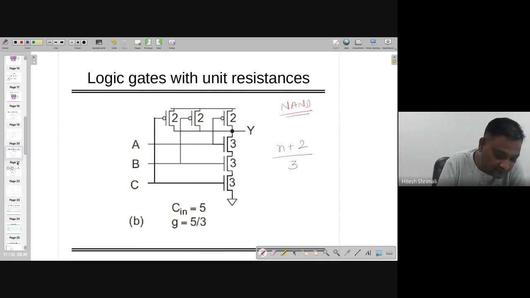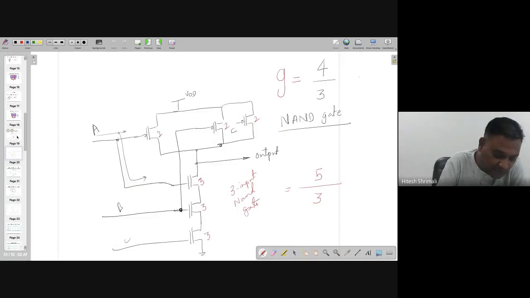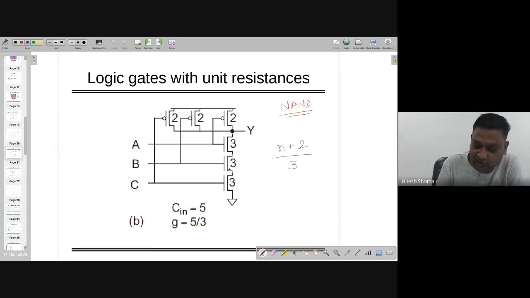If there are 2 inputs, I know that the answer has to be 4 by 3, right? Because it will be 2, 2, and ground over here. So 4 by 3 has to be the answer. Whether it's matching or not, we can check. With 2 inputs, n will be changed to 2, and 2 plus 2 by 3. If the input count is changed to 5, this will become 7 by 3, and so on.